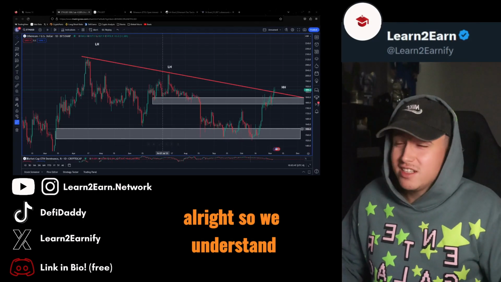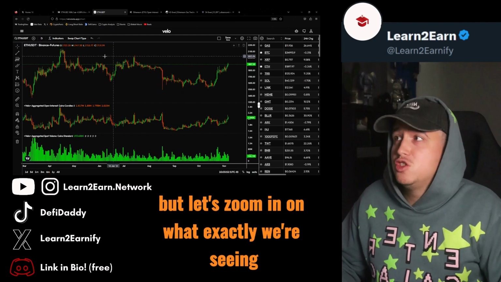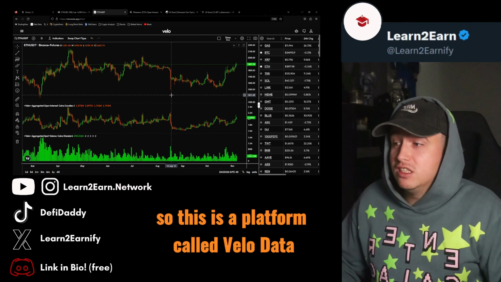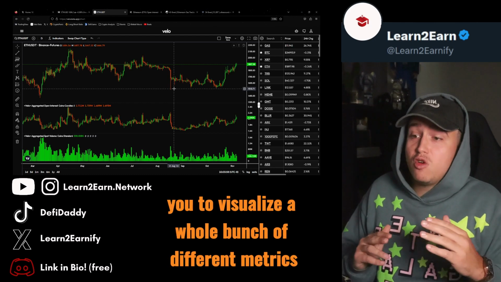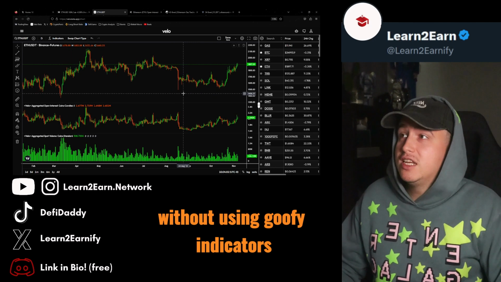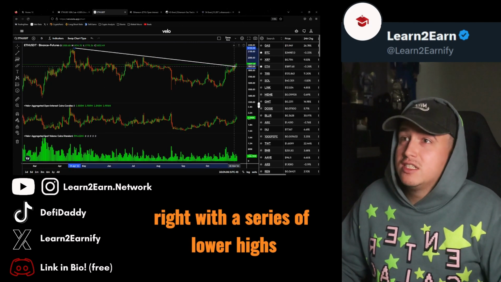All right, so we understand that the price action is starting to look good on the higher time frames, but let's zoom in on what exactly we're seeing. This is a platform called Velo Data, and it allows you to visualize a whole bunch of different metrics that you can't really get access to without using goofy indicators. Basically, it is showing the exact same thing, right? We had a series of lower highs.